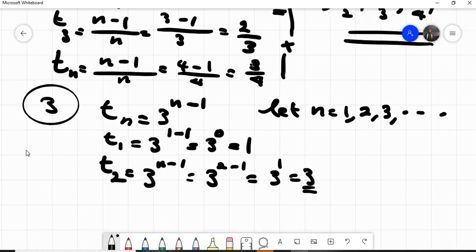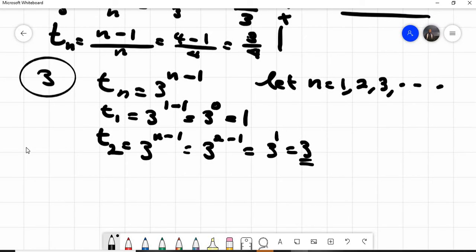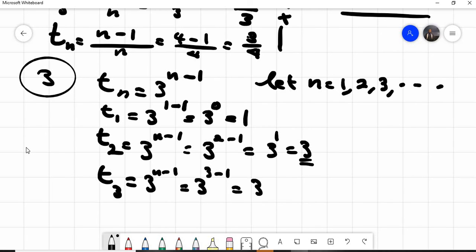So T3 equals 3 power n minus 1. We can write the formula first. Then 3 power 3 minus 1, and 3 minus 1 is 2. 3 power 2 is 3 times 3, that equals 9.